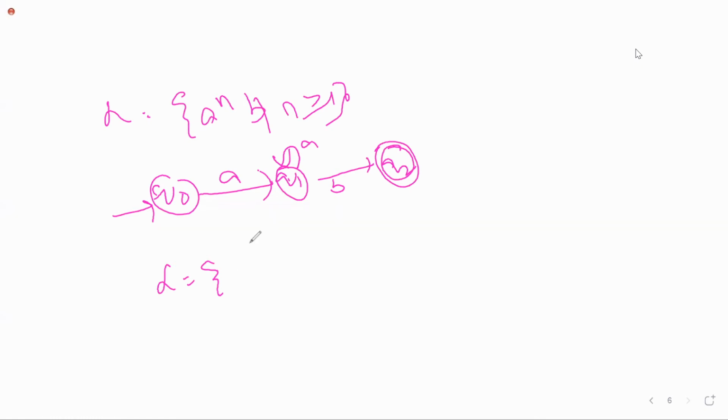Okay, ma'am. L is equal to A, B to the power of n, A, n greater than or equal to 0. Tell me. Ma'am, what does it say? B to the power of 2n. Okay.